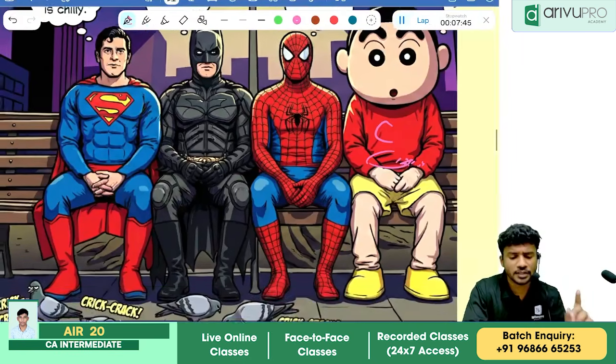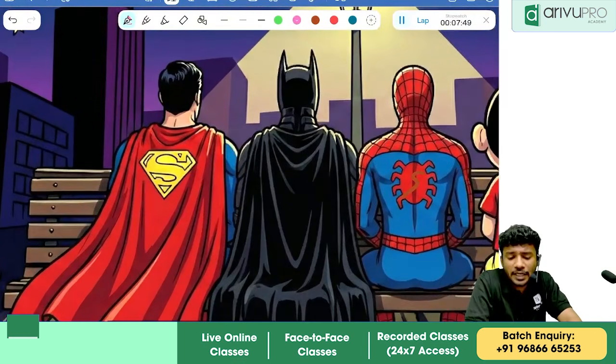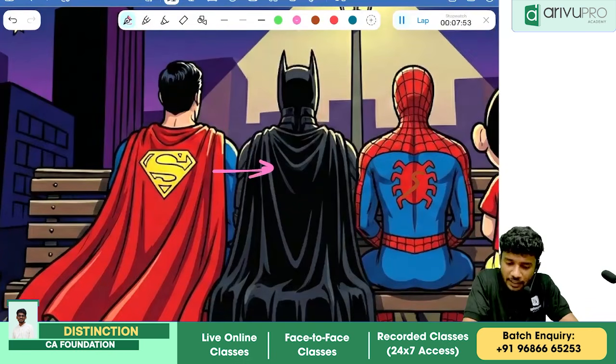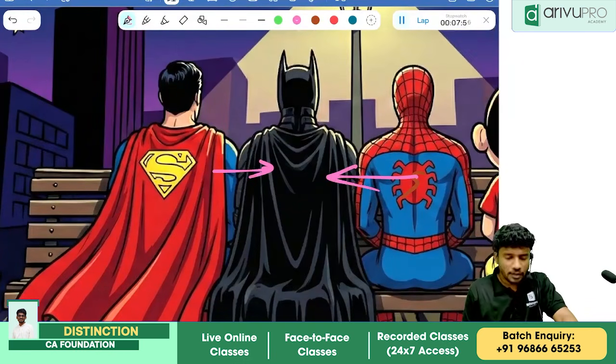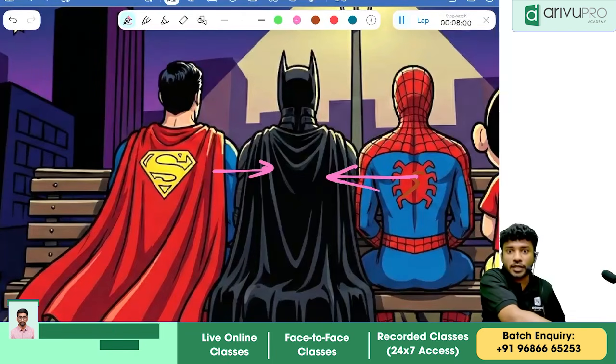Now you need to understand immediate right and immediate left. Who is sitting immediate right of Superman? Who is sitting immediate left of Spider-Man? Immediate left means what? Right next to the person. Right next to them they are sitting.